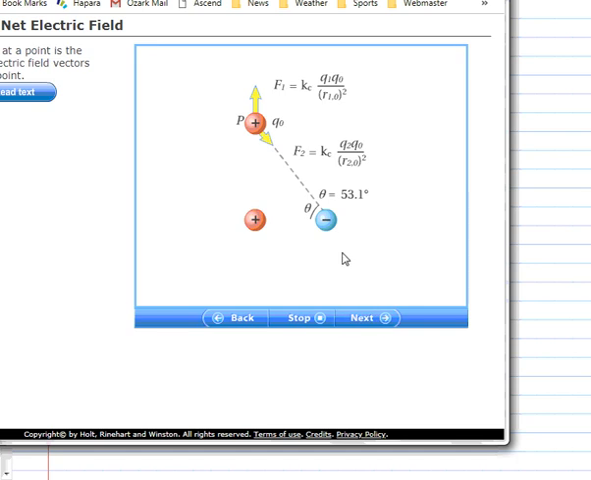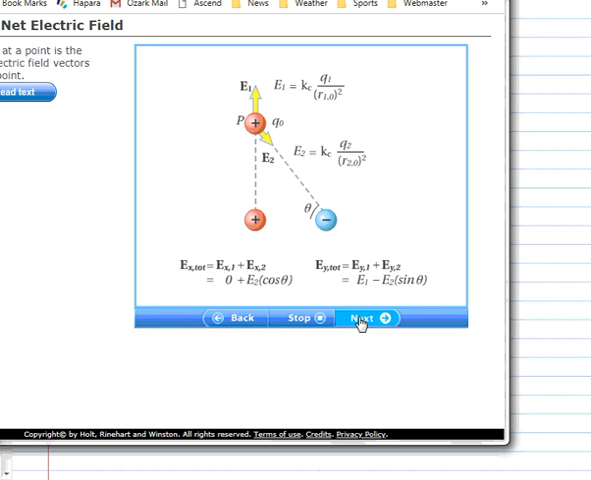Since Q2 is negative, the force it exerts on Q0 is attractive. The strength of the electric field at point P produced by Q1 is the force divided by the charge Q0. So Q1 is this positive one, and Q2 is this negative one. The strength of the electric field produced by Q2 is found by an identical procedure. The forces on the test charge have been replaced by electric fields at a point in space.